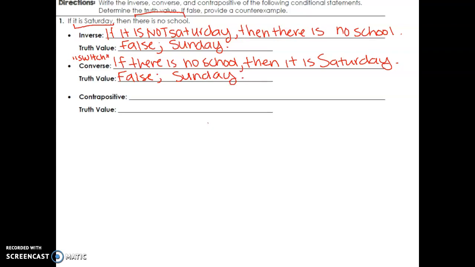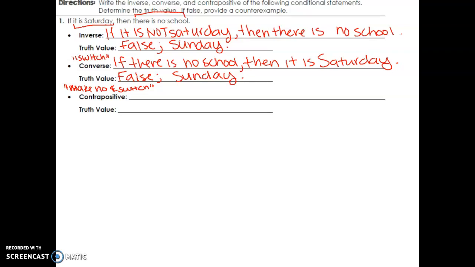Then we have to do the contrapositive. And remember, the contrapositive, you make them both no's and you switch. Make no and switch. So the first thing that I would do here is switch it up. So I would say if there is no school, then it is Saturday.